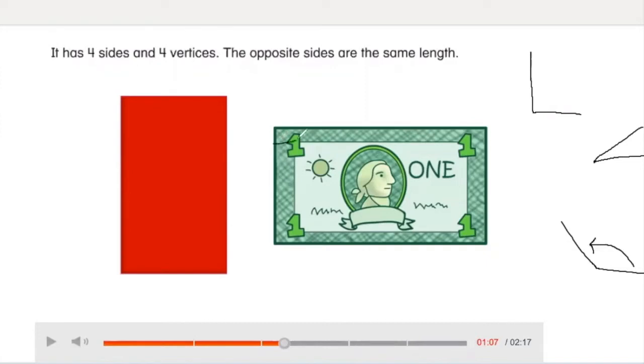Rectangles have all right angles, all perfect corners. We also know that opposite sides are the same length. So if this side is long, this side is just as long. They're the same length. If this side is short, then this side is short. They are the same length.